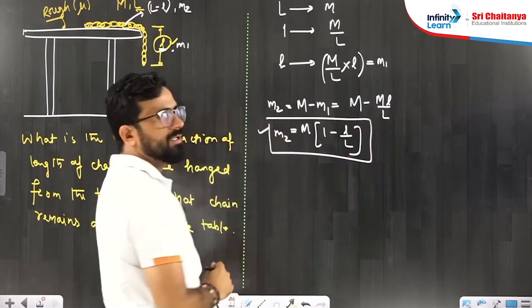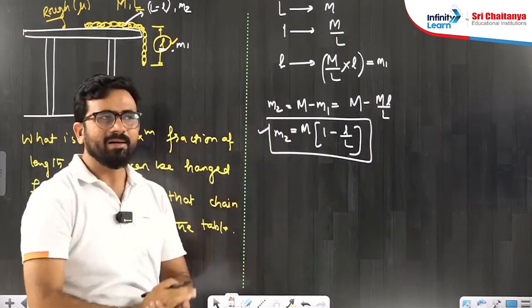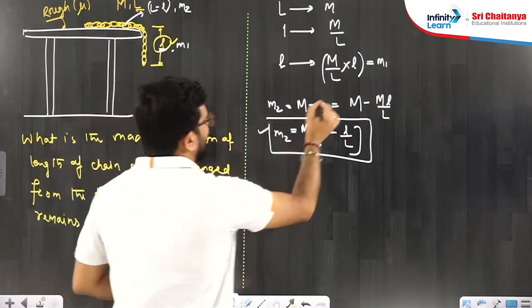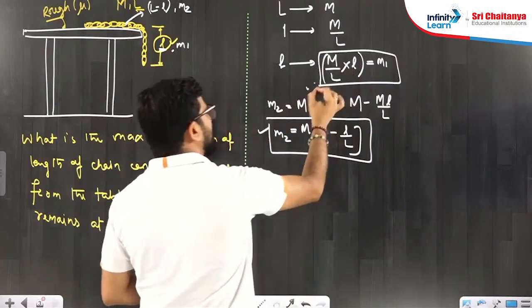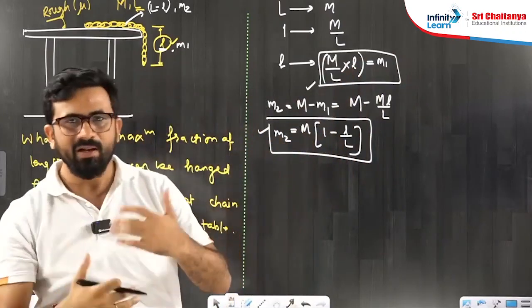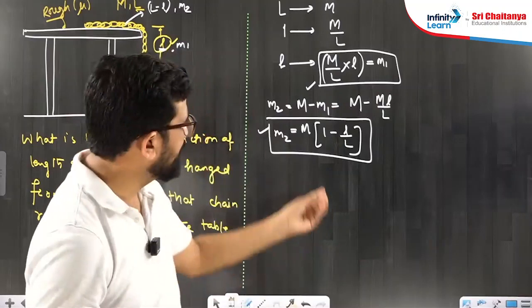Very simple. We know this part, m1 and m2. Please answer. Did you understand up to this calculation? What is the m1 mass? What is the m2 mass? Yes or no? If you understood, then we will continue the question and we can solve it within 2 lines.